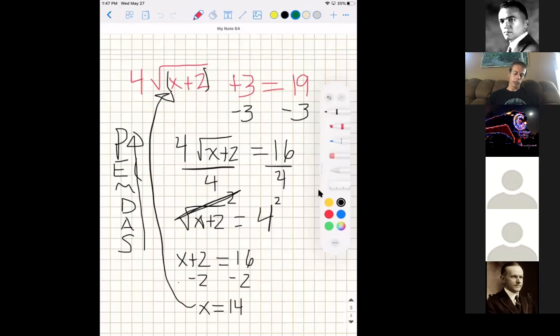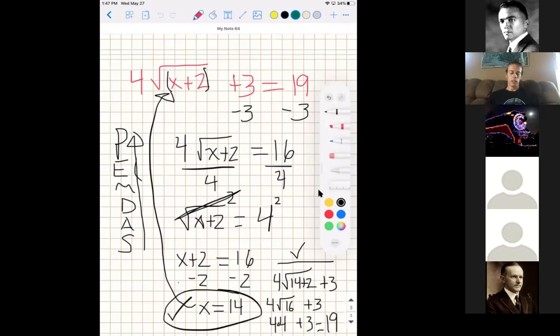And so if we did our little check, I'm just going to put our little check down here. 4 times the square root of 14 plus 2, plus 3. Well, that's 4 times the square root of 16 plus 3. And the square root of 16 is 4. So 4 times 4 plus 3. All right. And in fact, that does equal 9. So this solution checks out. Okay.